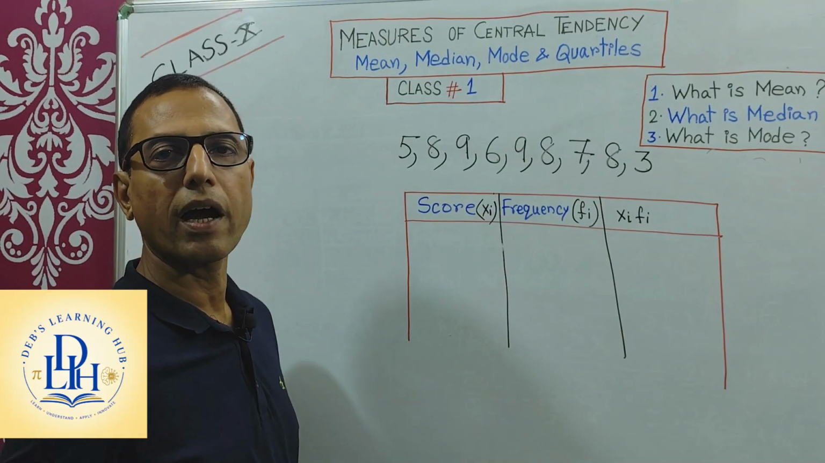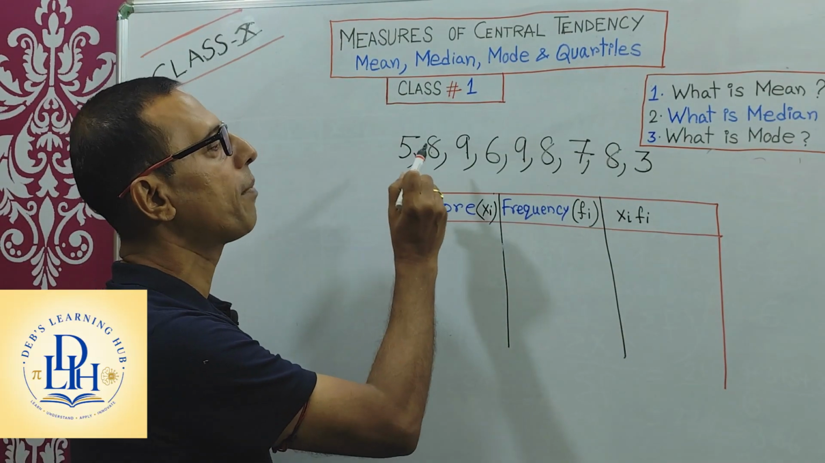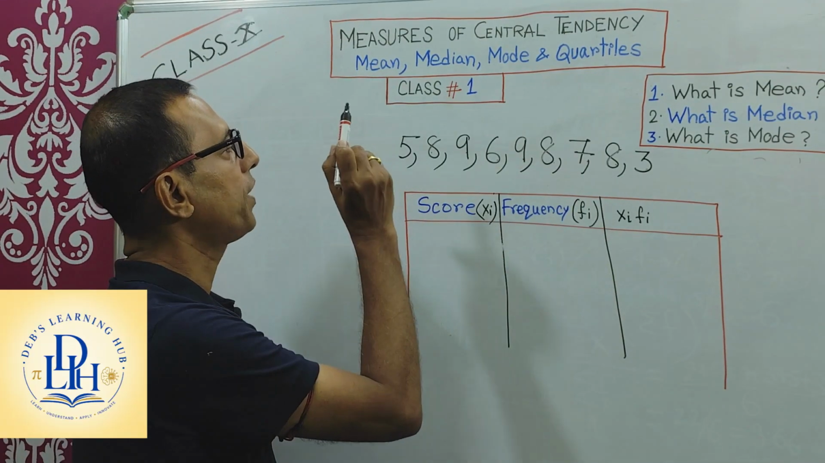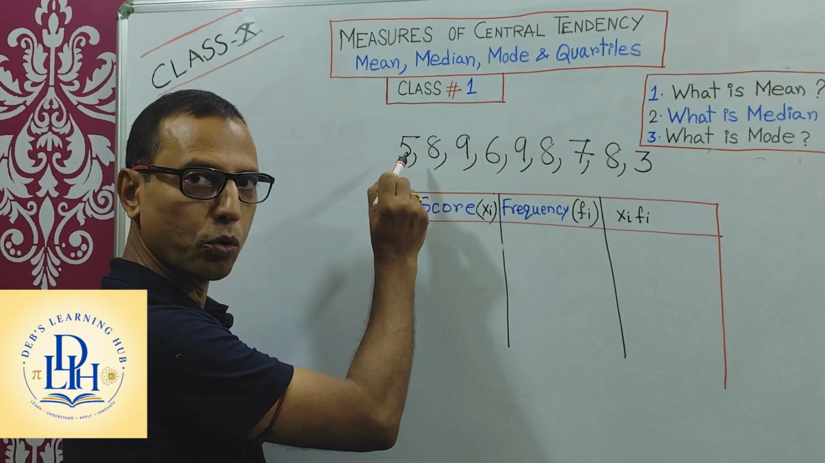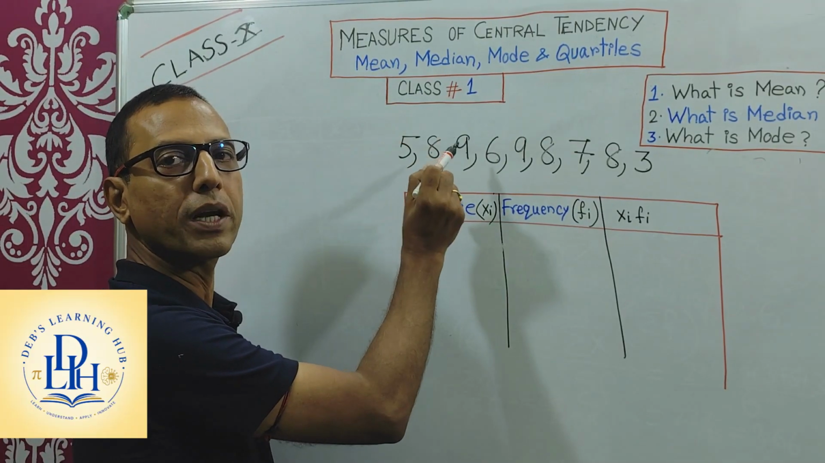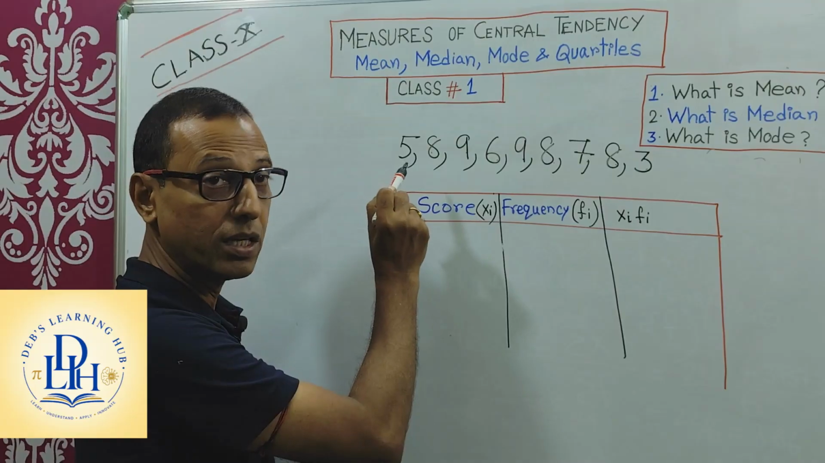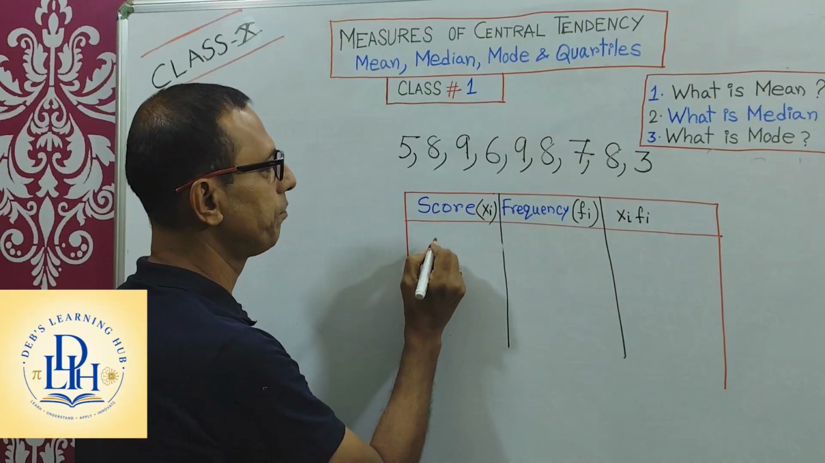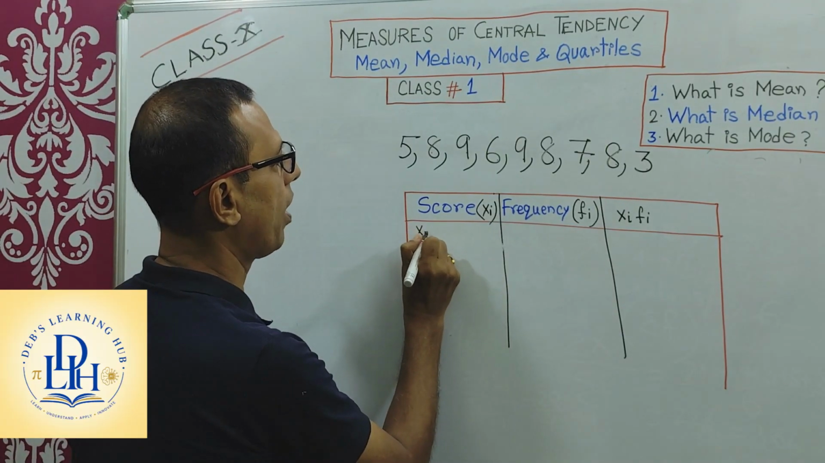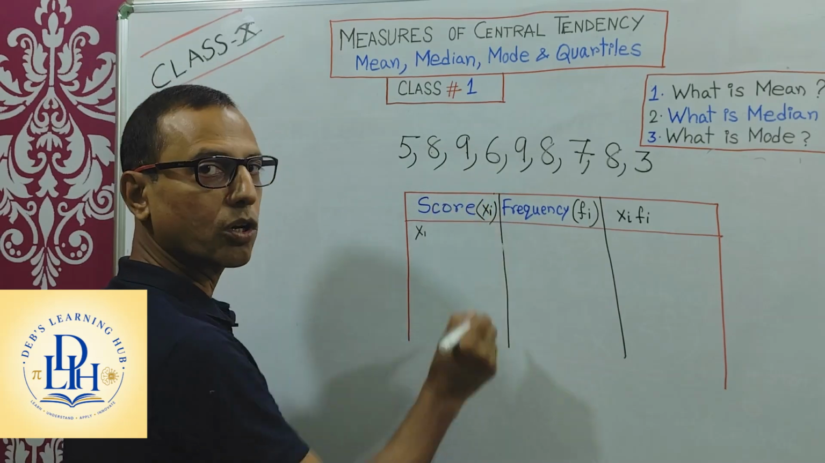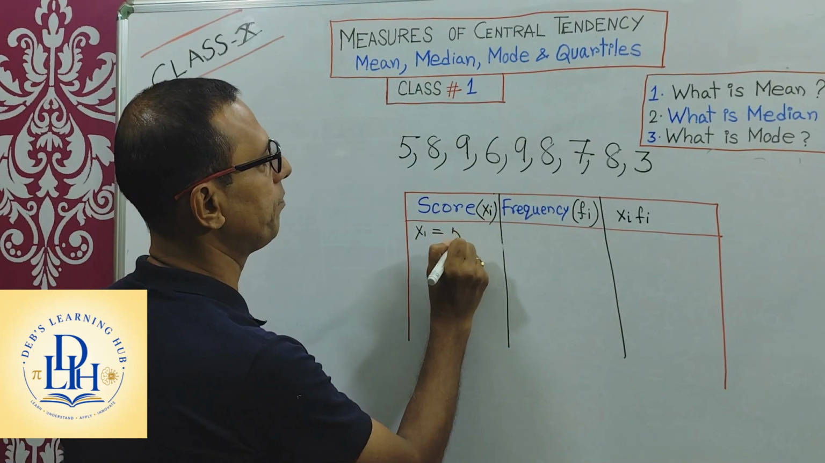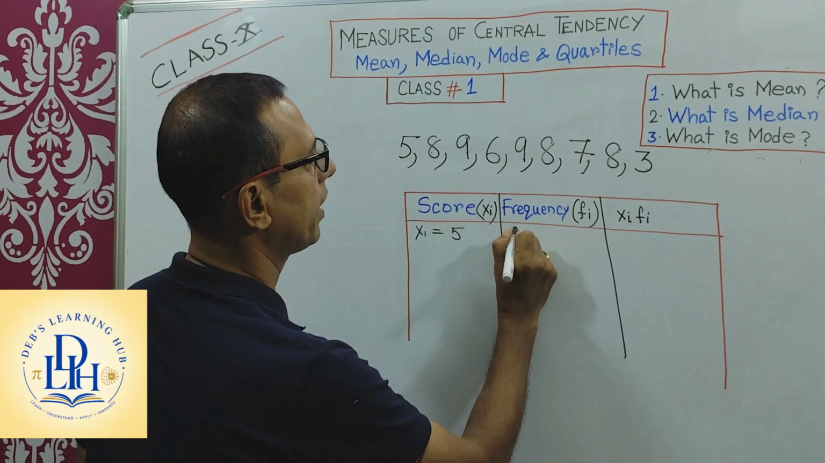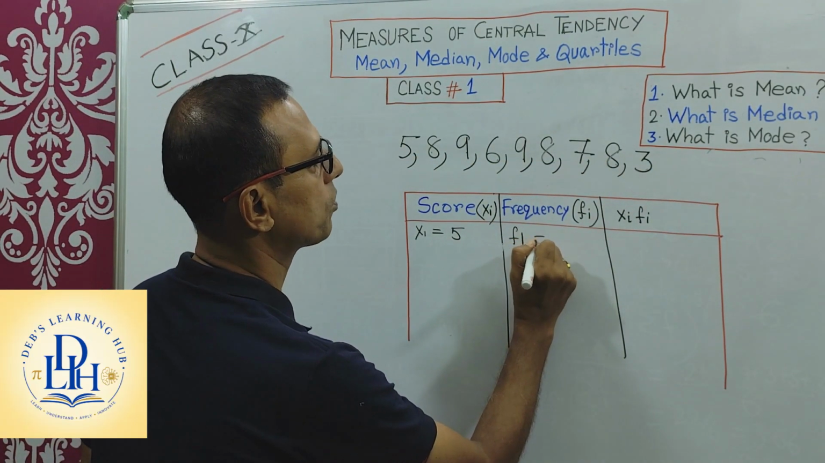So for the mean, what do you need to find out? You need to sum up all the items. And how will you sum up all the items? For each of the observations, here it is the score. For each score, how many students have obtained that score, that is the frequency, which we are going to write down here first. Okay, so score 5: xi is the score, the first column is the score, x1 equals 5. How many times is 5 there? 5 is there only once. That means f1 equals 1.